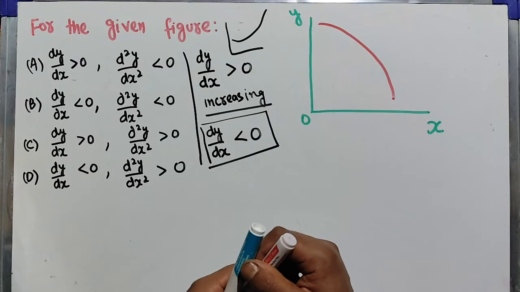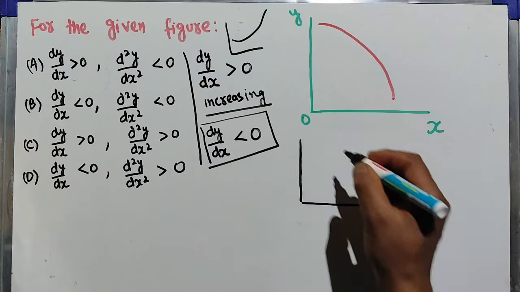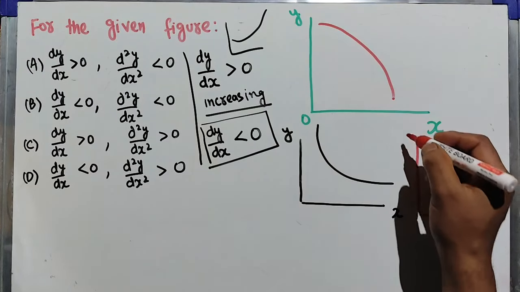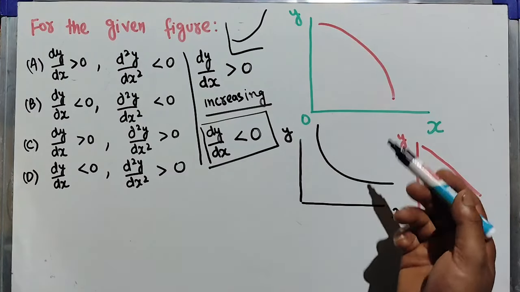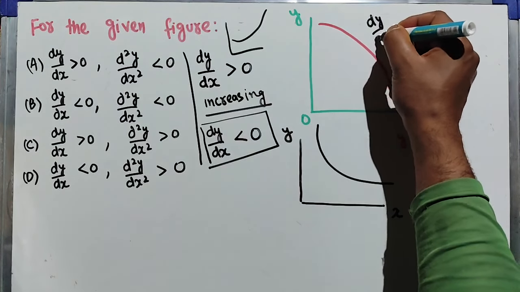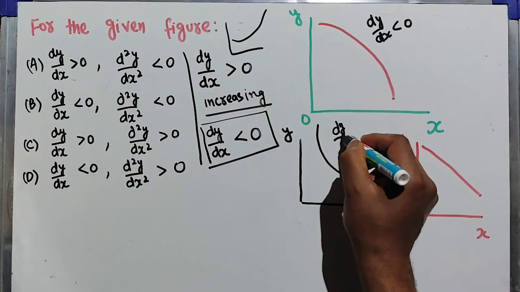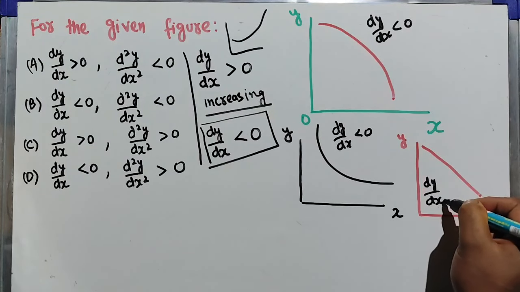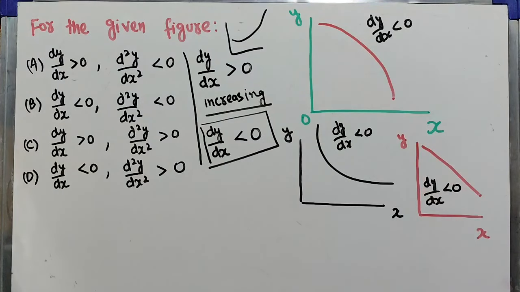Now what about the second derivative? Let me draw another figure here. Let us say we have x, y here, and we have this kind of curve, and another one, we have x and y, and we have this figure, okay. For these three curves, the first derivative dy upon dx is less than zero. Here also the slope is negative, dy upon dx is less than zero. And similarly for the third graph, dy upon dx is less than zero. So we have three different kinds of curves with negative slope, but we need to find out the second derivative to make them different from each other.